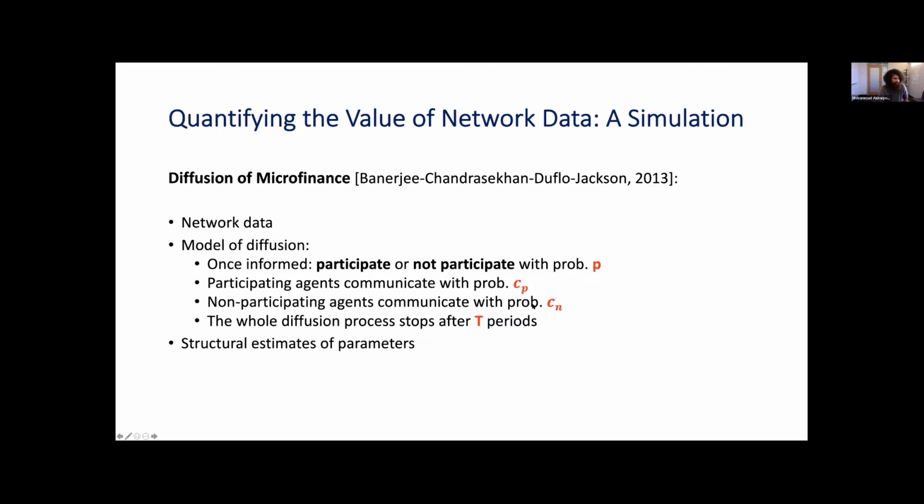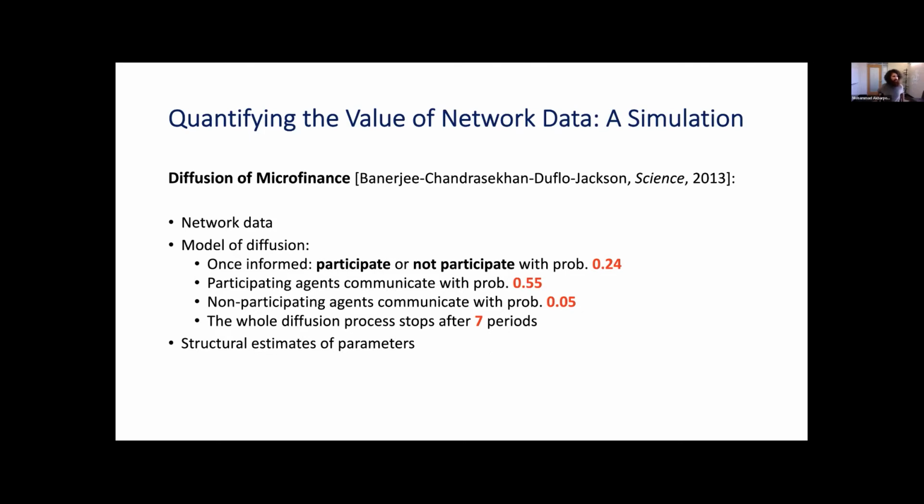They find it by structurally estimating these parameters. The whole diffusion process stops after CAP-T periods. So I inform Daniel, Daniel informs Philipp, Philipp informs Eduardo, and then the product becomes irrelevant. They estimate these parameters using their data. What they observe in the data is pretty amazing. The data is public, you should go and look. They know who the seeds were, the first people who were informed, and then they followed the whole diffusion process: who informed, who participated, and so on.